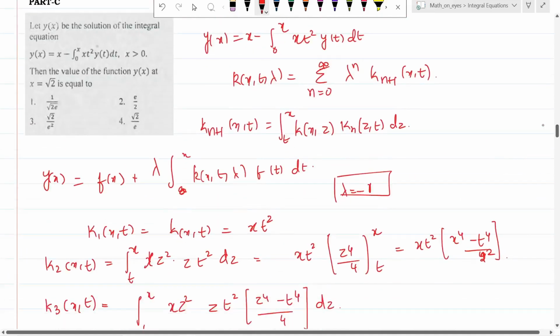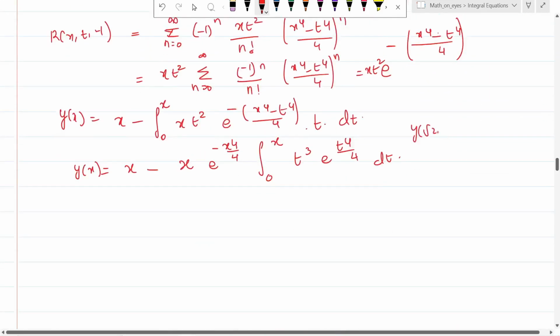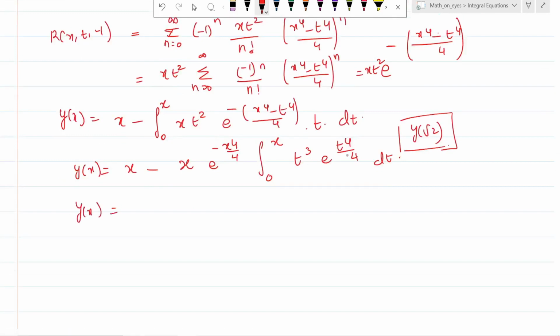We need to evaluate y of root 2, y of x at x is equal to root 2. So we need to find y of root 2. So this is y of x is equal to, when you take this t power 4 by 4 is equal to some u, we get du is equal to 4t cube by 4 into dt. So 4 cancels each other. We get t cube into dt is equal to du.